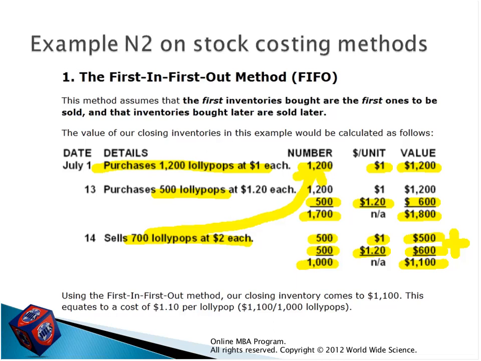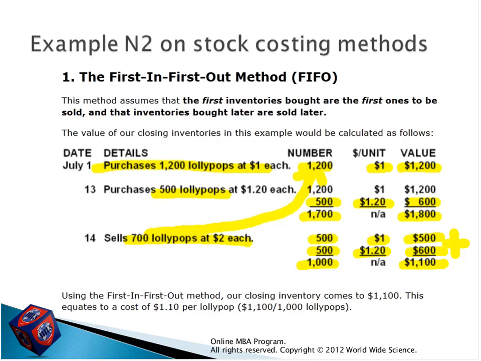So, any questions about the FIFO? We just want to conclude the first method. You remember Miss Shepherd? She made two purchases, first 1,200 lollipops, and the second purchase of 500 lollipops, right? Then she sells 700 lollipops, right?